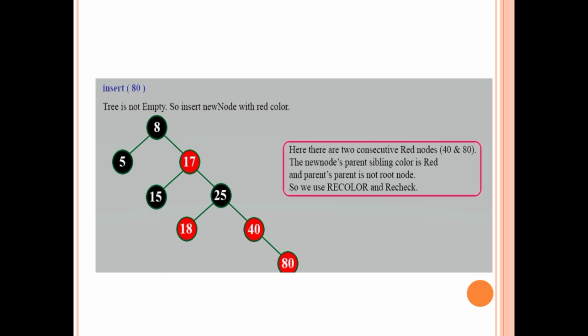Next element we have to insert is 18. Here the tree is not empty, so we take the new node with a red color. 18 is on the right side of the 14. Same as before, we insert following the binary search tree property. If less than the root node, we move to the left side, and if greater than the root node, we move to the right side. This is the red black tree.